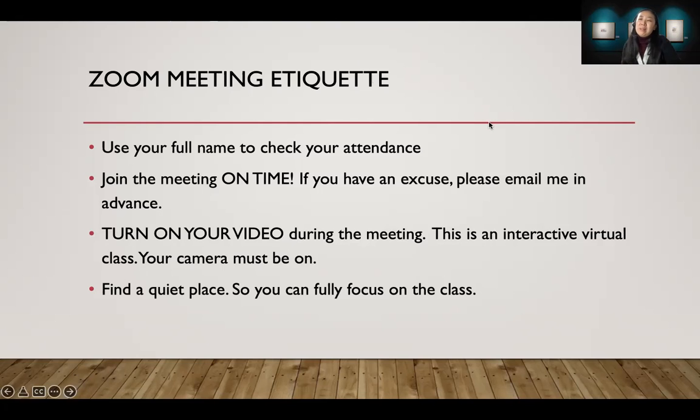And fourth, please find a quiet place. I know everyone's situation is different, but I want your commitment to fully focus on the meeting for about 2 hours. To do that, try to find a quiet place or use headsets, earphones, or AirPods to block the noise outside.